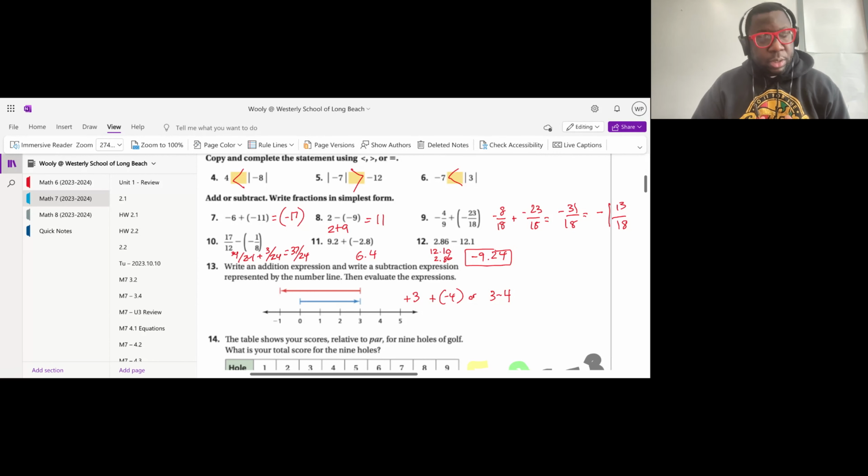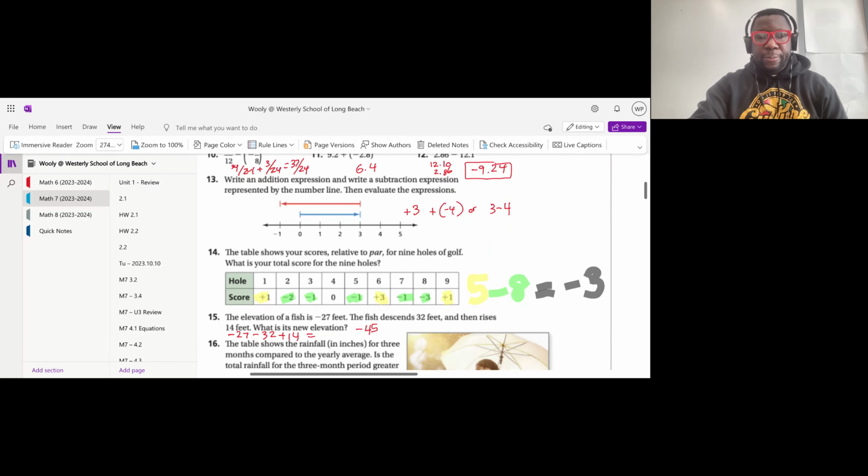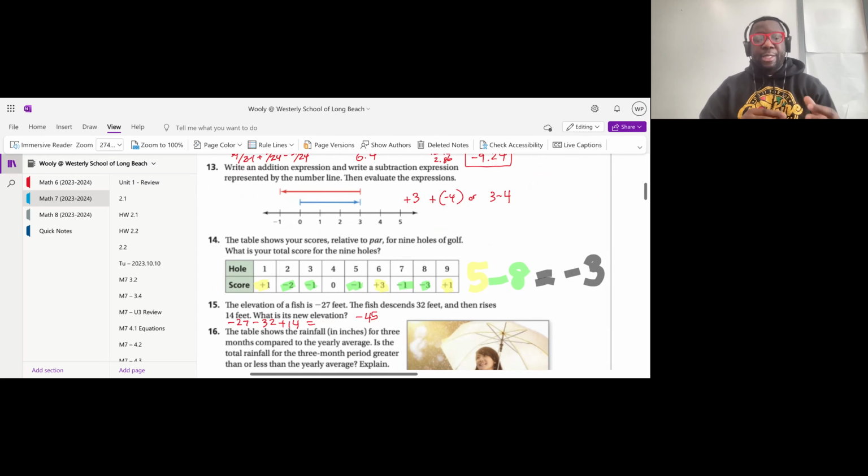Question number 10, again, find the common denominator, which is 24. When you add those together, you get +37/24, which can be rewritten as 1 and 13/24. For 11 and 12, line up your decimals when you're adding or subtracting. In this case, we have positive and negative values. So 11 is equal to 6.4, and 12 is equal to -9.24.